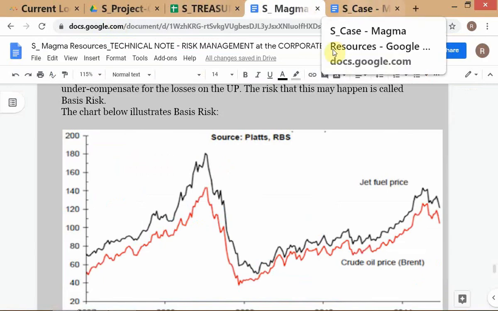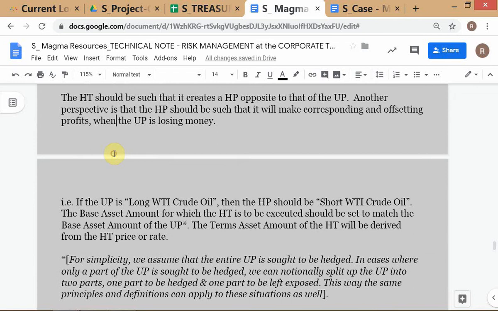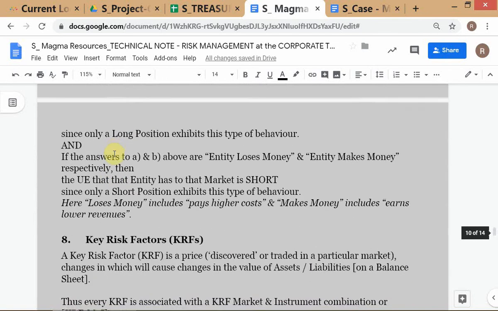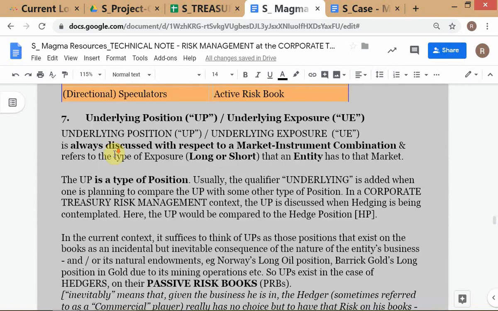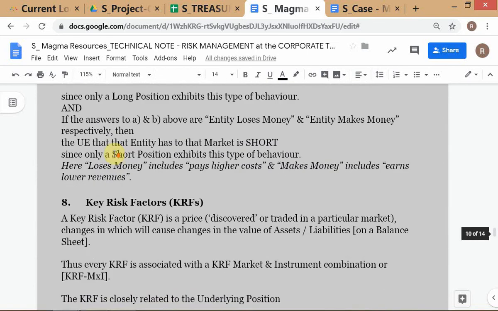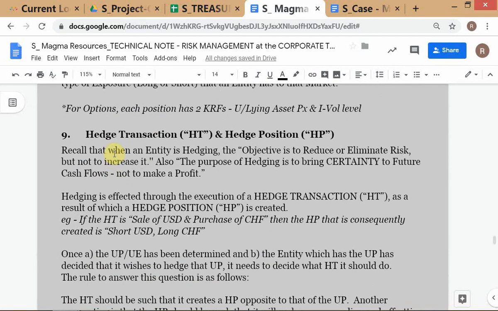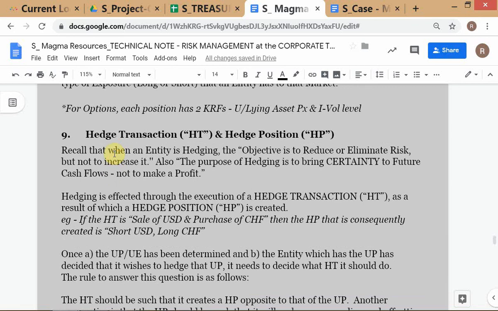Alright, let's look at the underlying positions and hedge positions. Whatever I've told you, I have already explained here. KRFs already explained. Underlying positions already have been explained. Now let's understand hedge positions. I just wanted to give you the scheme first. The scheme is also mentioned in your project brief. If you read your project brief, you'll see that all these steps are written down.